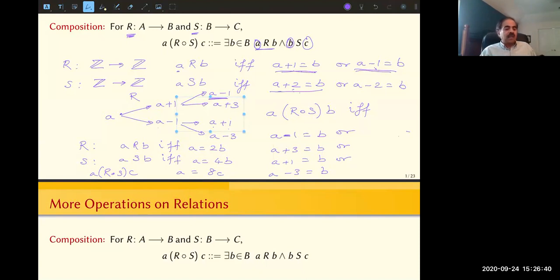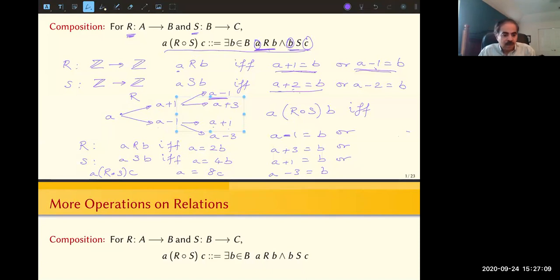So we can think of relations, relational composition, in terms of following these arrows twice: the R arrow once and the S arrow once, right? That's basically the definition of composition, because it says use the R arrow once going from A to B, and then use the S arrow from B to C, right? So that's the definition of relational composition.